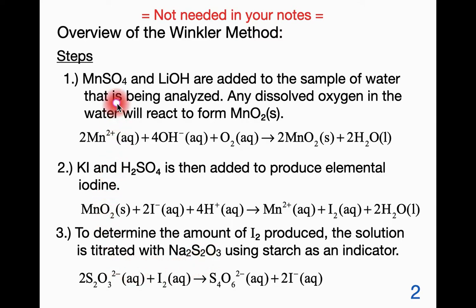Now, it's a little confusing here, but what we're going to do is go backwards. Once we know the amount of the titrant, the sodium thiosulfate, how much of that we need to react with the iodine tells us how much iodine we had, which tells us how much manganese(IV) oxide we had, which tells us ultimately how much oxygen we had.